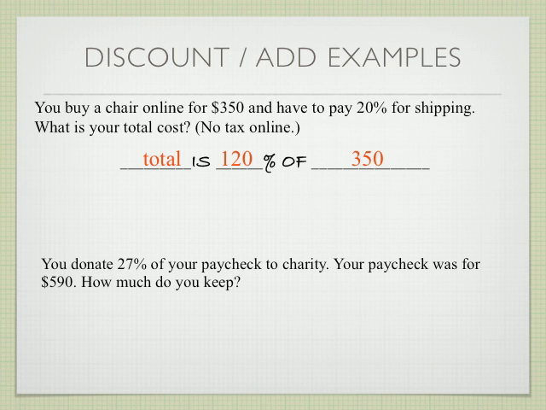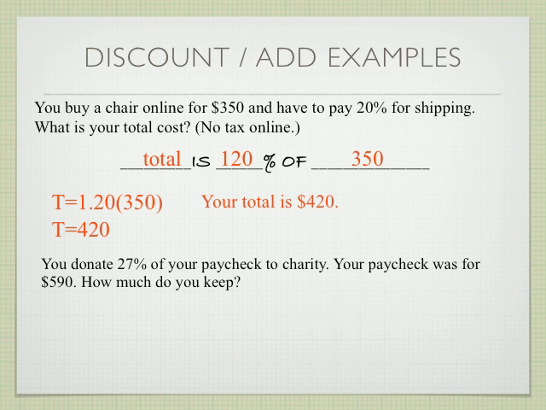I want you to make sure that makes sense. I have to pay 100% to pay for the chair, and I have to pay 20% to pay for shipping, so I'm paying 120%. So that means my total is 1.20. Change your percentage to a decimal. Percent of means multiply, so I multiply by 350, so it's $420. My total is $420.